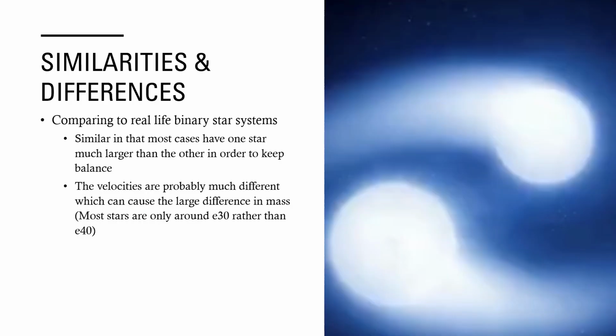As for similarities and differences, I compared it to a real-life binary star system, and it's similar in most cases in that one star is much larger than the other in order to keep the balance, which is something I had in mind as well. And the velocities are probably much different than in real life, which can be explained by the difference in masses. The masses I used were incredibly large, much larger than most stars.